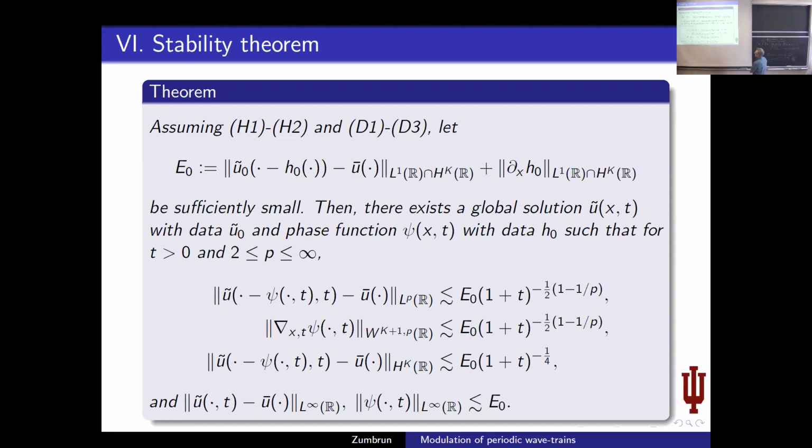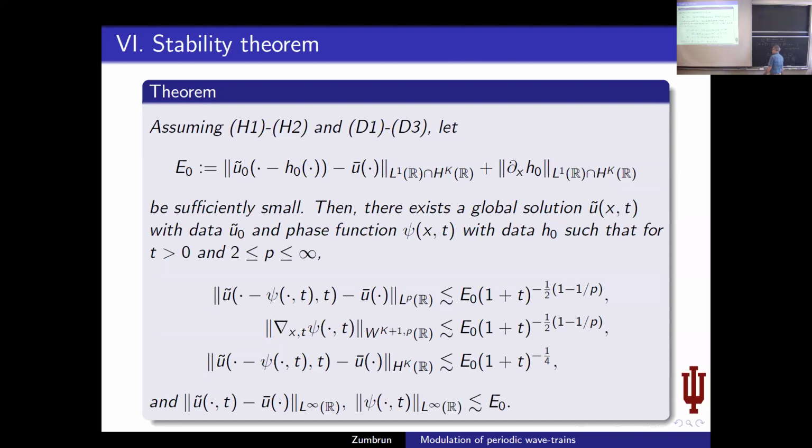Furthermore, the unmodulated error and the undifferentiated phase are bounded in L infinity by E naught. So this does not tell us convergence to a limiting phase, but it does tell us the phase remains bounded. It's an asymptotic orbital stability result, a bounded nonlinear stability result, but not phase asymptotic.